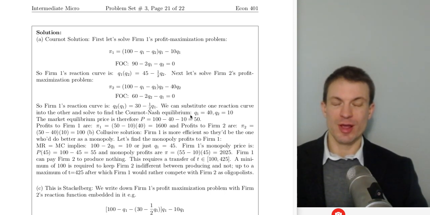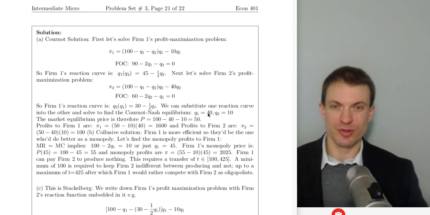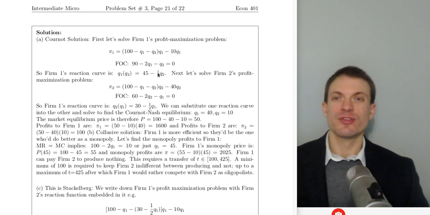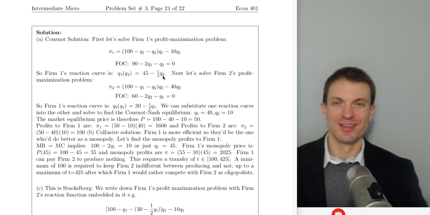Let's verify this is correct. If firm 1 produces a quantity of 40, what's firm 2 going to do? 1/2 times 40 is 20. 30 minus 20 is 10. So that works. Let's verify what firm 1's going to do if firm 2 produces 10. So 1/2 times 10 is 5. 40 minus 5 is 35. Okay, so this is our equilibrium.